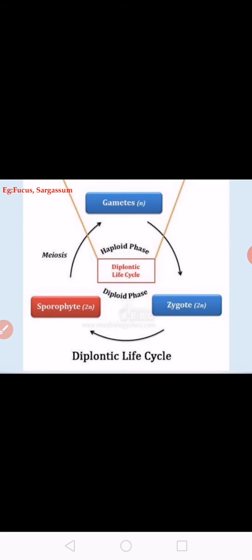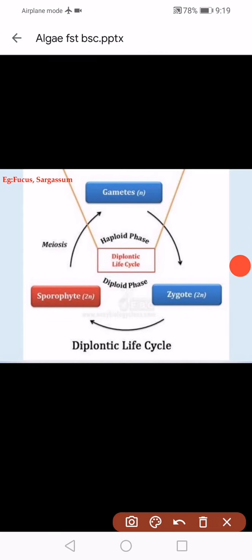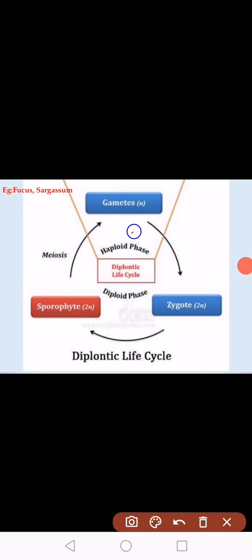diatoms, etc. Now this is the schematic representation of the diplontic life cycle. In this life cycle you can clearly observe the gametophytic as well as the sporophytic phase. The major portion is occupied by the diploid phase, and a very small portion is occupied by the haploid phase.